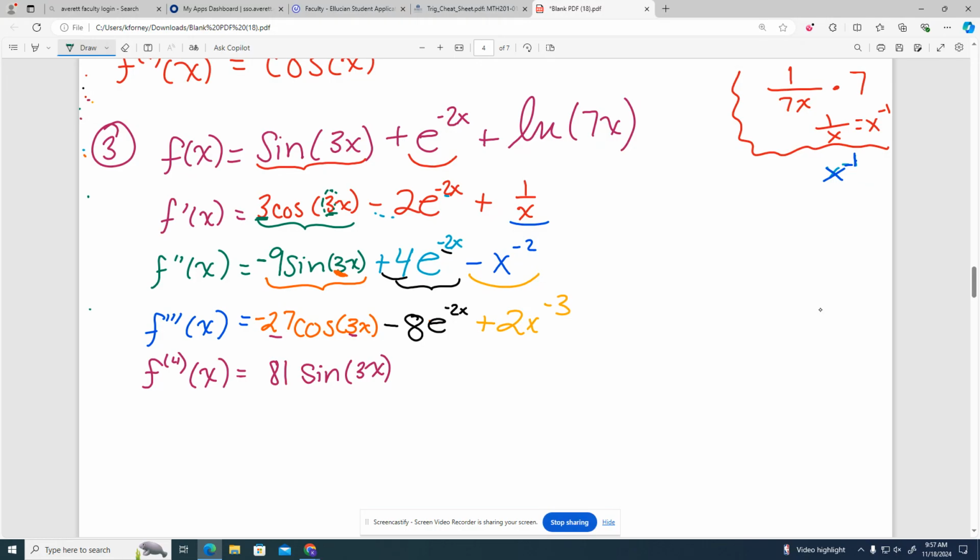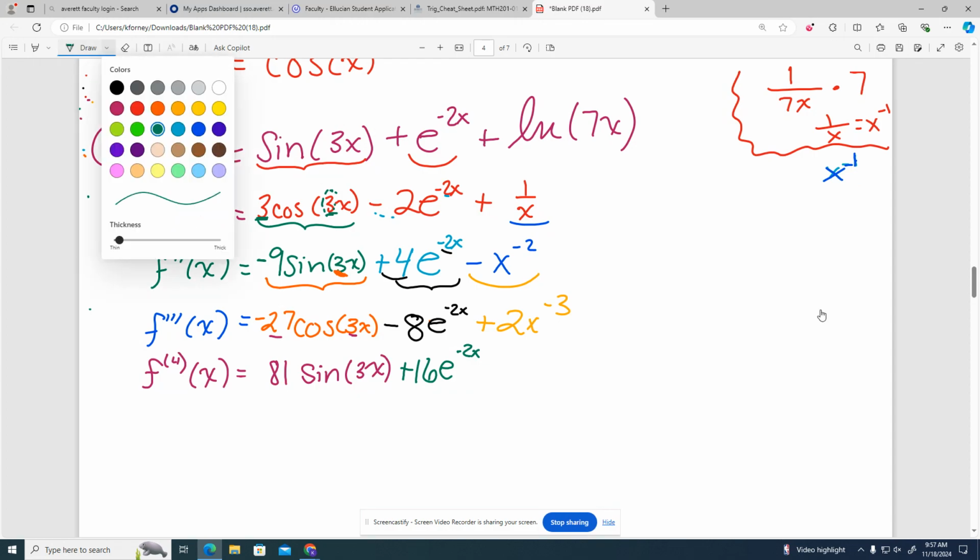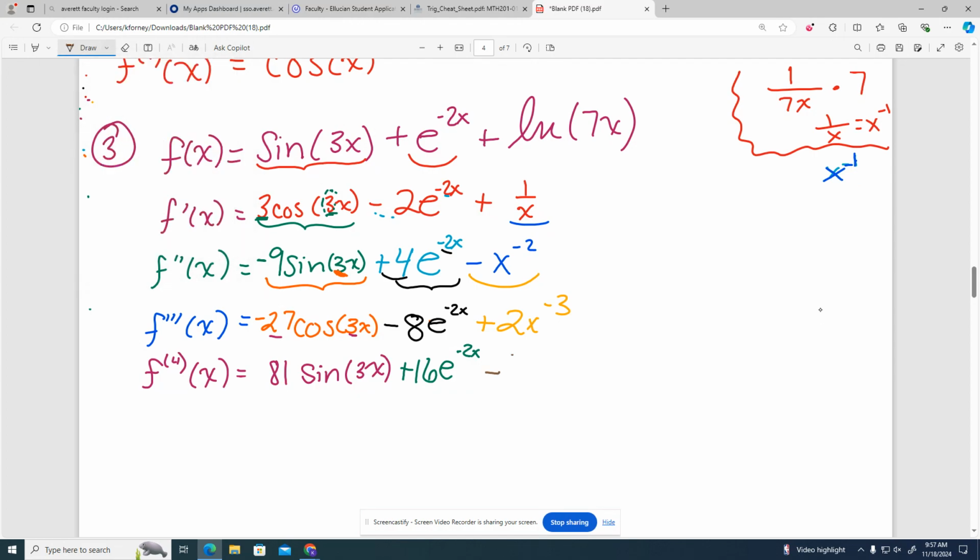So now e to the negative 2x, and then negative 2 times negative 8 is positive 16. I am correct on that one. And then this becomes negative 6x to the negative 4. Okay?